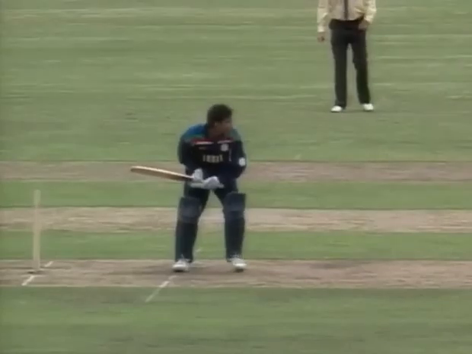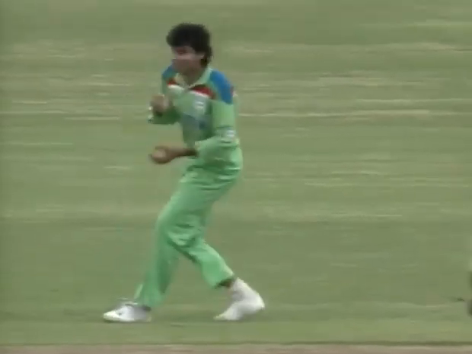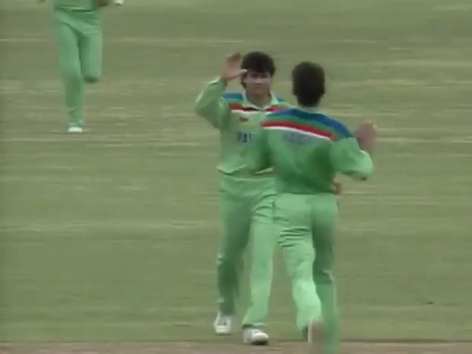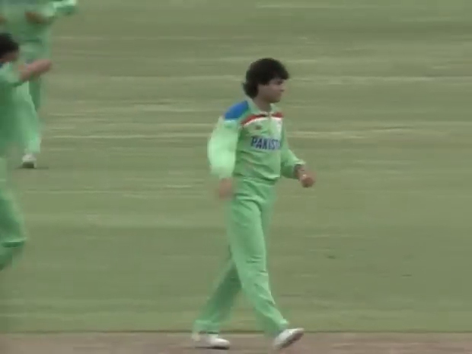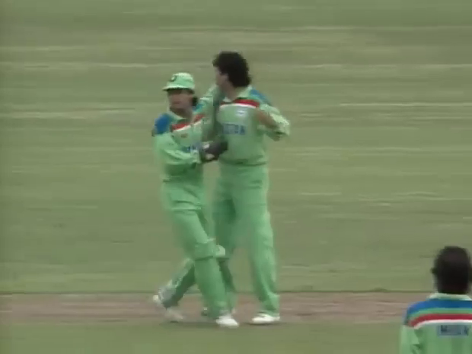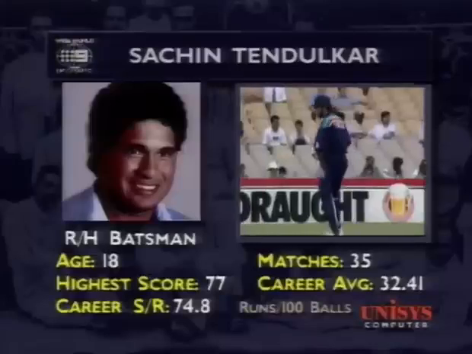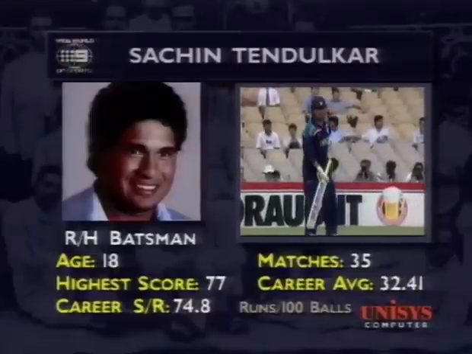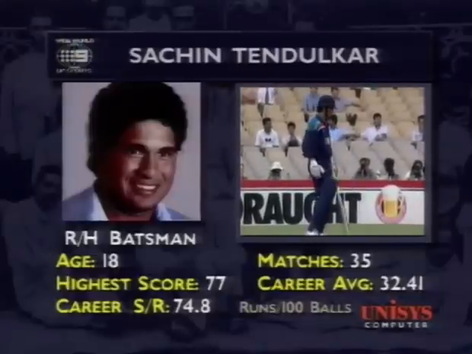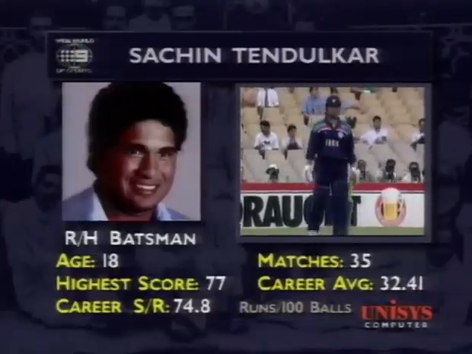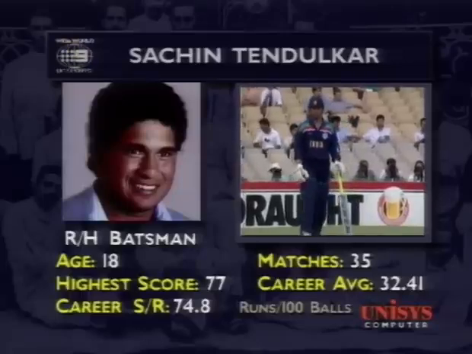Good piece of fielding. He's got forward. It could well have been a half volley if he hadn't been as agile in coming forward. Got the hands under it. He's come up with the catch. Just so confident it was a catch, he didn't even bother to appeal. India 3 for 101. Sachin Tendulkar comes out to join Vinod Kambli.